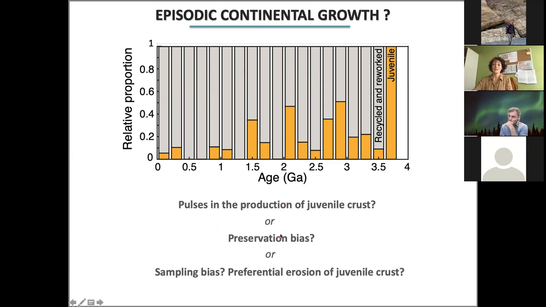But they can also be a bias in the record. So this could be a preservation bias or a sampling bias. And I will try to explore these two possibilities in the next two slides, or maybe four slides, to try to show you that it is indeed not possible.